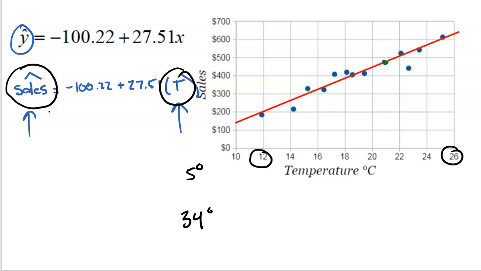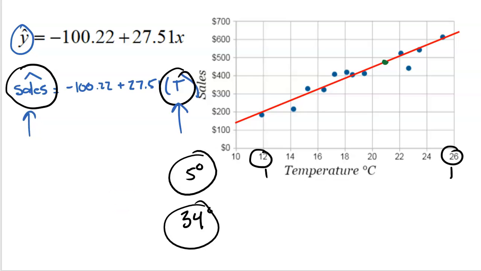Again, extrapolation is reaching outside of your data range. My data range from 12 to 26. So that means my line is only good at making predictions from 12 to 26. It would be bad at making predictions lower than 12 or higher than 26. You could do it, but not recommended. Probably not going to be very trustworthy.